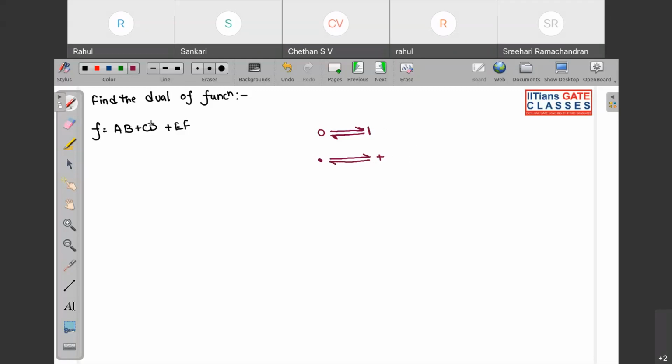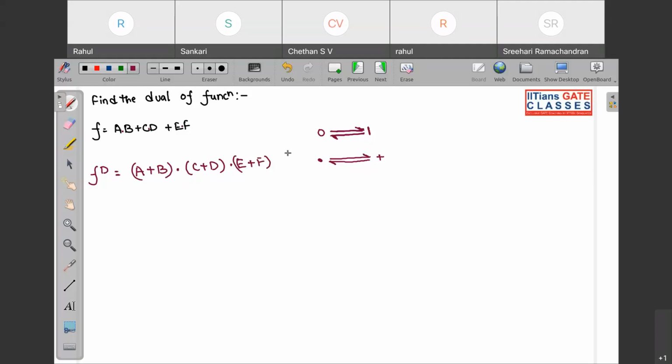So look, how do we find the dual of this function? This is your Boolean expression. If I want to find the dual of this expression, simply what I am going to do, look, in between, if nothing is there, that means these are all AND. So convert this to plus, this will be C plus D, this will be E plus F. Okay, so this is the dual of the function.